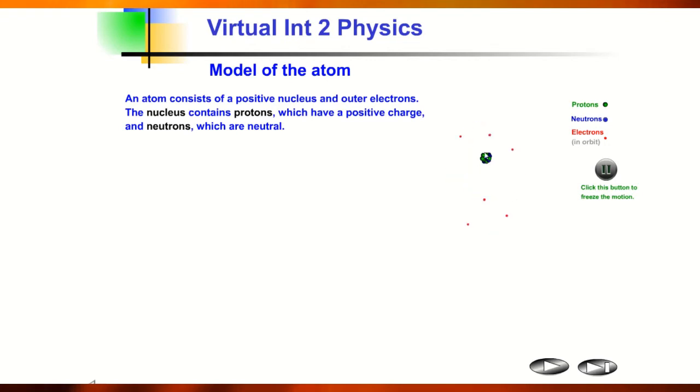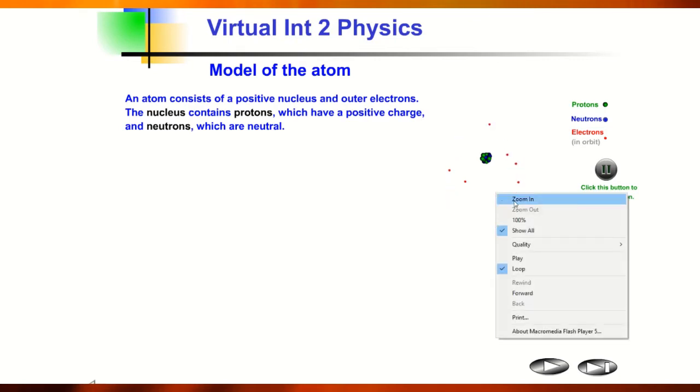It consists of a positive nucleus in the middle, and around the outside electrons, not necessarily going all in the same direction, but all in clouds or shells all around the outside. In the nucleus you've got protons, which are represented by these little green blobs, and they have a positive charge. The neutrons represented by these blue blobs, and the electrons in orbits round the outside.